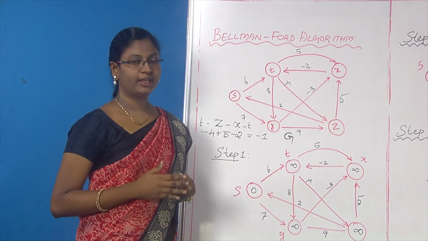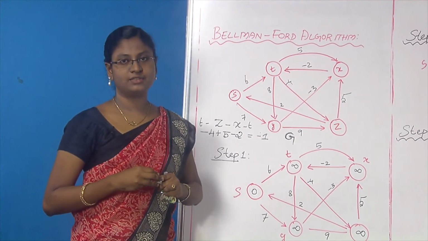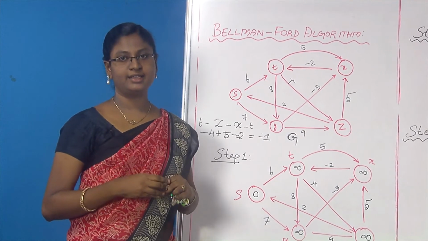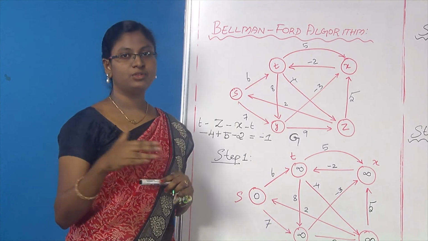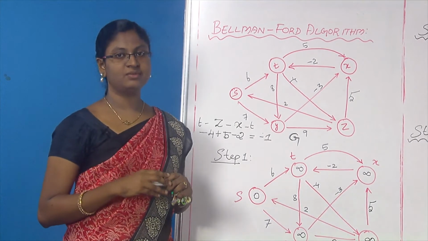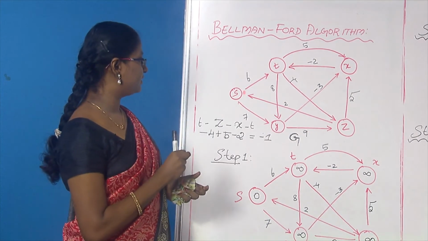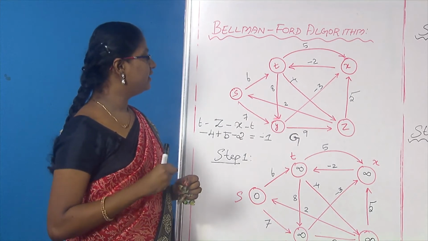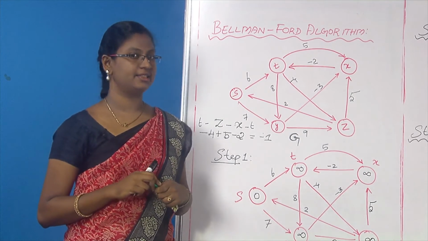I am going to find the shortest distance from a particular vertex called the source vertex. So, I am going to fix some vertex here. From that vertex, I am going to find the shortest distance or shortest path to all other vertices. So, the first step is I have to fix some vertex. Here I am going to fix this particular vertex S. So, from S to all other vertices, I am going to find the shortest path as well as shortest distances.